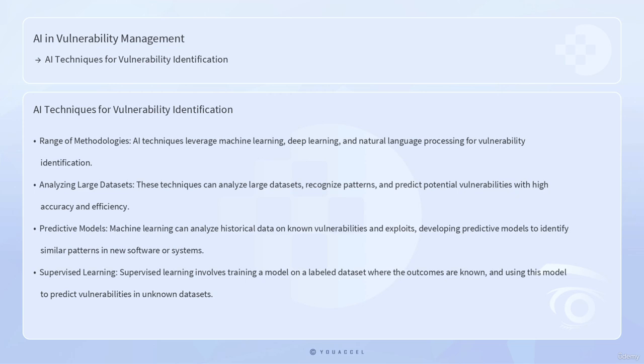AI techniques for vulnerability identification leverage a range of methodologies, including machine learning, deep learning, and natural language processing. These techniques can analyze large datasets, recognize patterns, and predict potential vulnerabilities with a degree of accuracy and efficiency that surpasses traditional methods. Machine learning, for instance, can be employed to analyze historical data on known vulnerabilities and exploits, enabling the development of predictive models that can identify similar patterns in new software or systems.